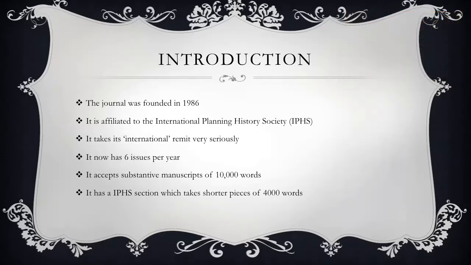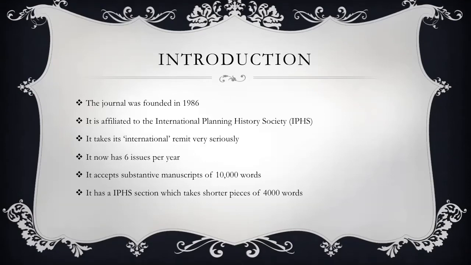In addition, we take our international remit very seriously. So we aim to publish articles from around the world in as many different planning contexts as possible. And we also like to have an international set of authors as well. So coming from certainly all the continents and as many countries as possible. Now, recently we expanded the journal, so now we have 6 issues a year with 6 or 7 substantive papers per issue. You can see that this actually represents quite a serious number of papers per annum in the journal.